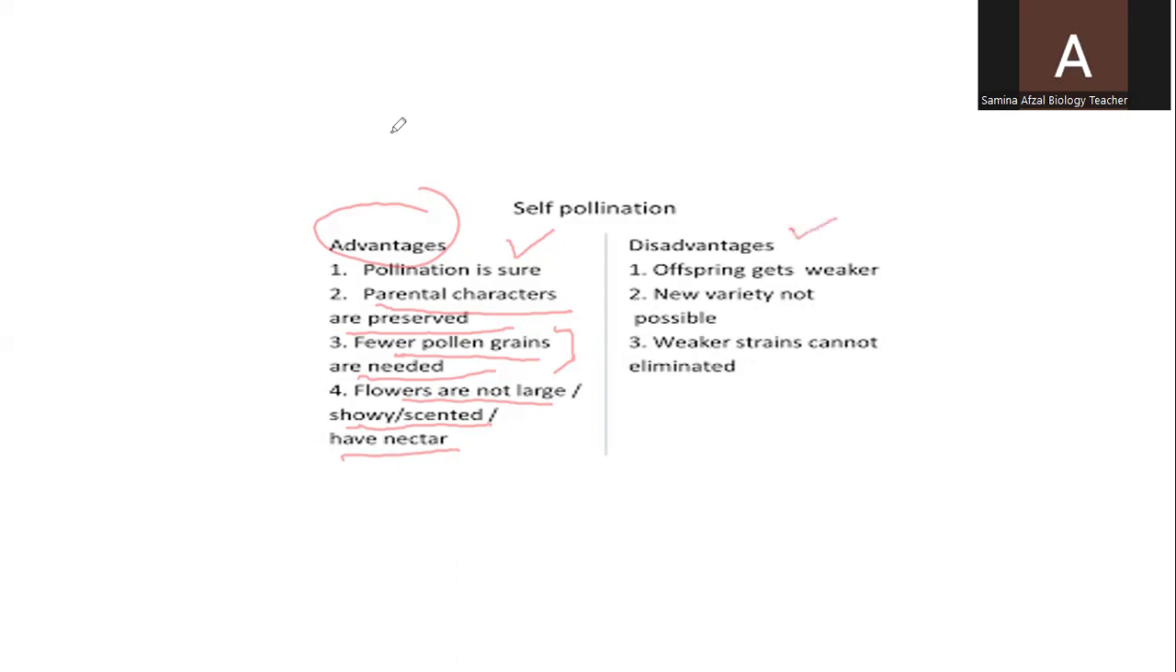And the disadvantages are that offspring get weaker, with no variations. Due to less variation, they will become weaker. New variations will not be possible as they are not pollinating other flowers. They are pollinating the same flower. So they will become weak, and weaker strains cannot be eliminated. In this way, their species will become very weak.